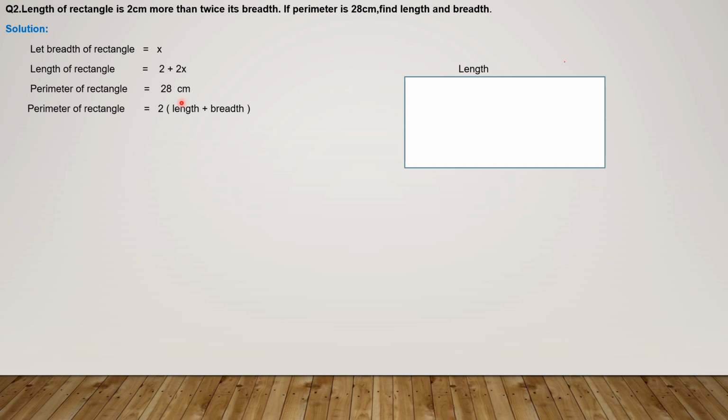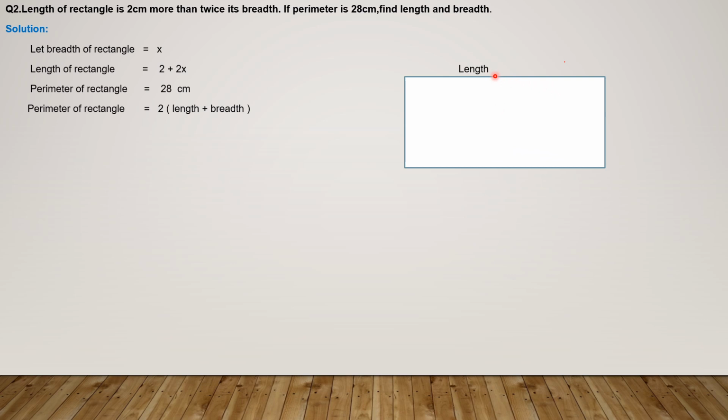Now students, what is the formula of perimeter of rectangle? We have already studied this formula. How will we find perimeter of rectangle? By using the formula, which is 2 times (length plus breadth). 2 times (length plus breadth) means 2 lengths are there, 2 breadths are there. Got it? So 2 times length and 2 times breadth makes the perimeter.